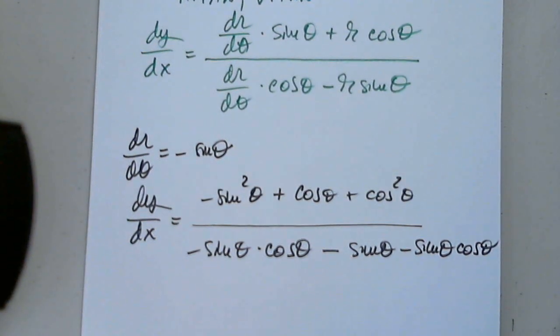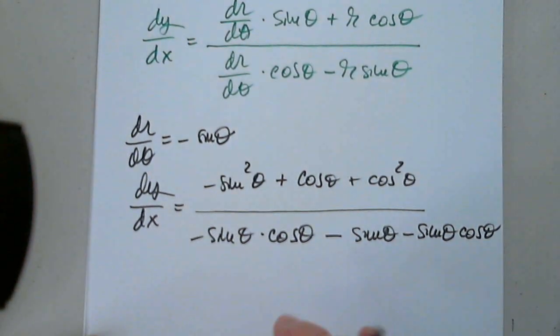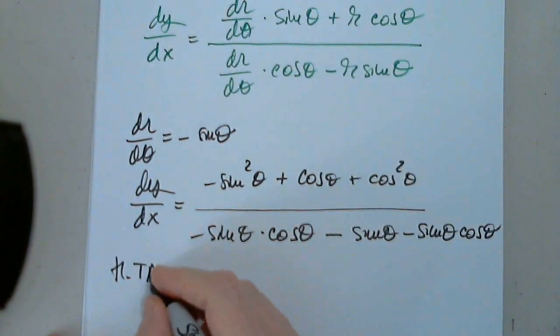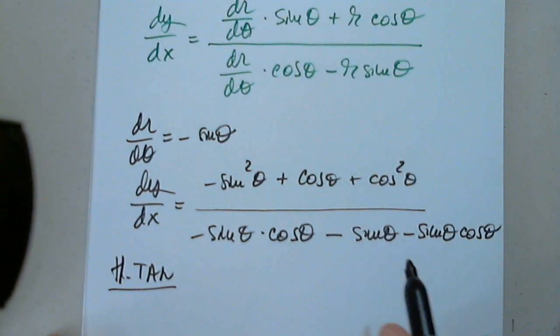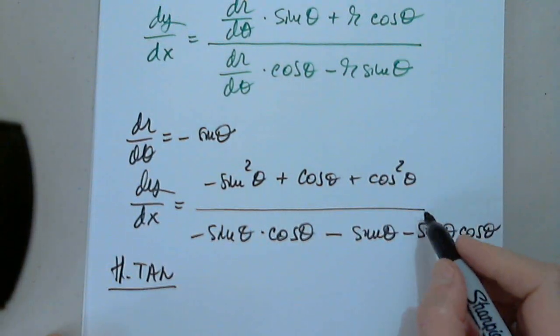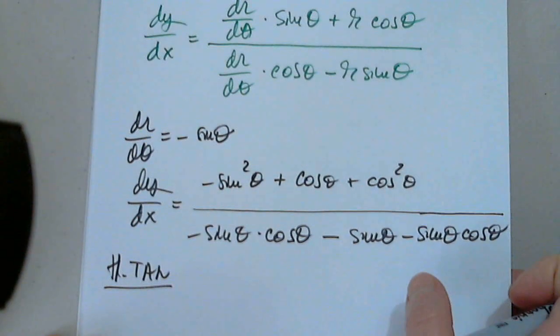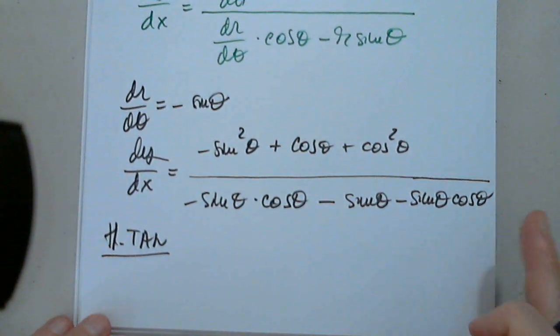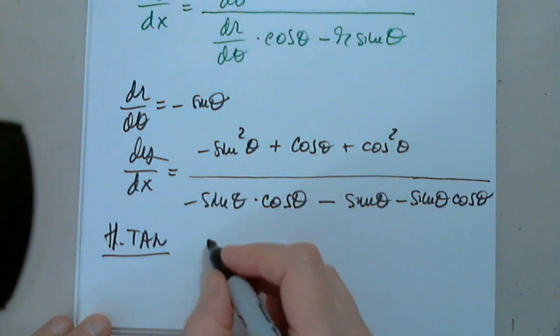So this is the derivative, and now we want to talk about horizontal tangents. Horizontal tangent is when the numerator is 0 for those values for which the denominator is not 0, as we had before in section 10.2. Good, so I'm going to set the numerator equal to 0.